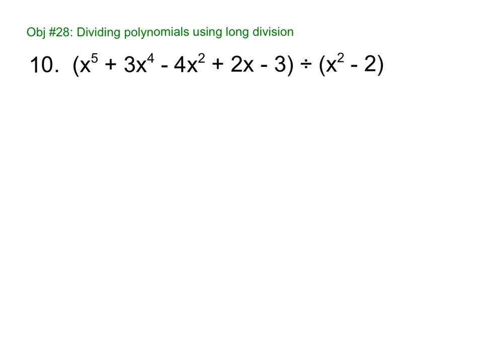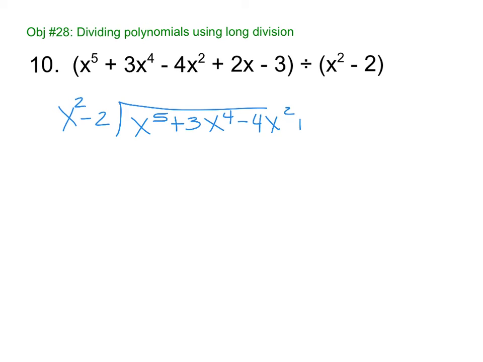All right, one more. Last one. Try it on your own. x squared minus 2 into x to the 5th plus 3x to the 4th, 4x squared, 2x minus 3. All right, x squared into x to the 5th is x cubed. That's x to the 5th minus 2x cubed. Ooh, there isn't a 2x cubed, so I'm going to put it over here, minus 2x cubed. I'm going to put it where it belongs.